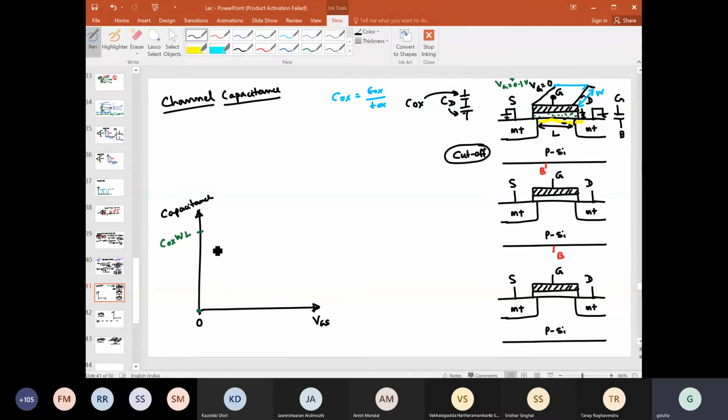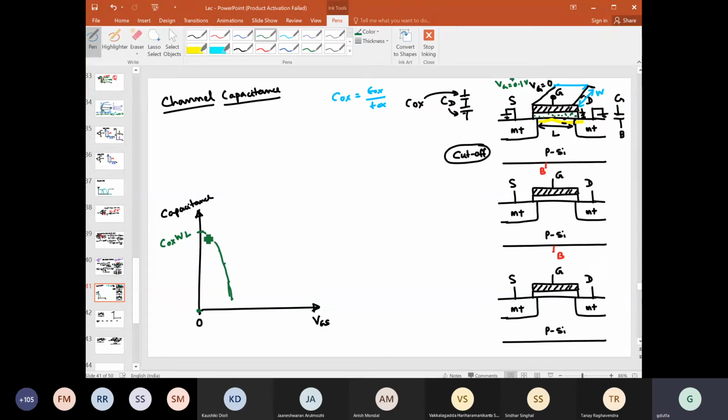So at 0.1 volt, we can guess this capacitance probably will reduce a little bit here. 0.2 volt, a little bit more. 0.3 volt, a little bit more. 0.4, maybe a little bit more. 0.5 is the threshold voltage. So say at 0.5 threshold voltage, or maybe suppose 0.45, we have reached up to this much. So we can connect it with a line. So the expected behavior of this capacitance is this much, right?